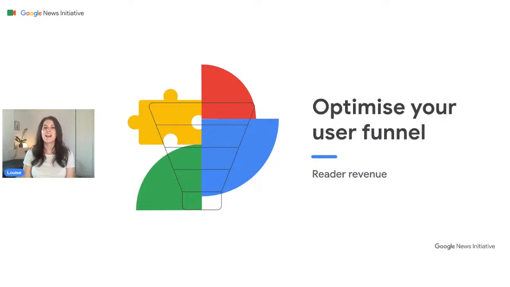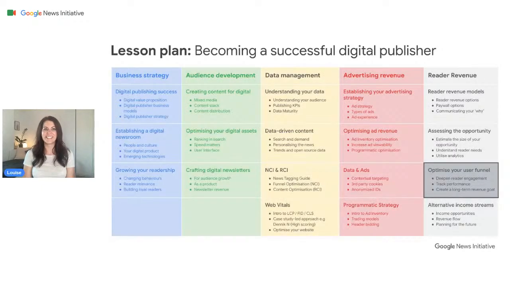On this slide you can see the whole course that's been available of the GNI program, and we're reaching the end. We are now at the reader revenue section. We've covered business strategy, audience development, data management, and advertising revenue. Hopefully you've joined us for some of the other sessions, and the last session will be coming up later this morning.